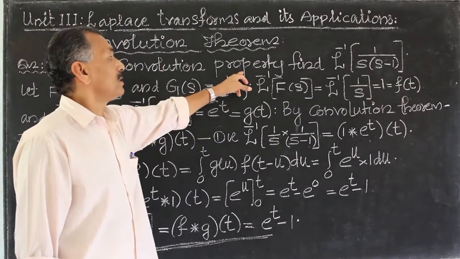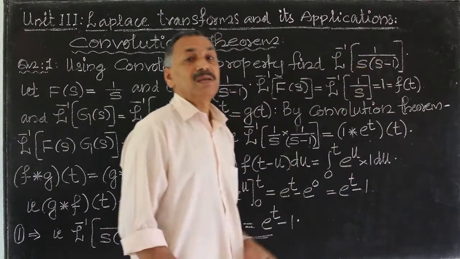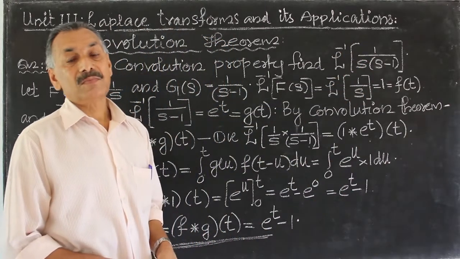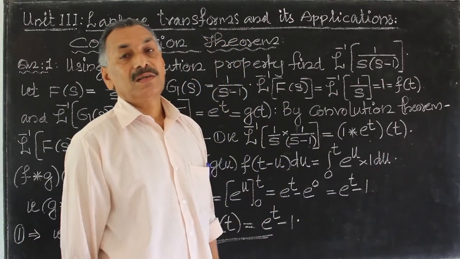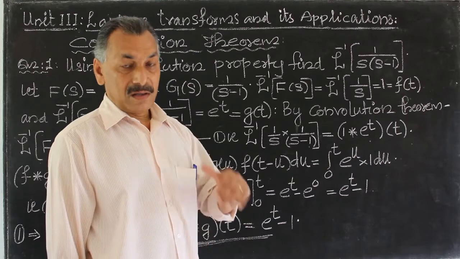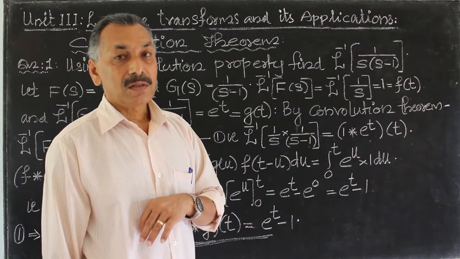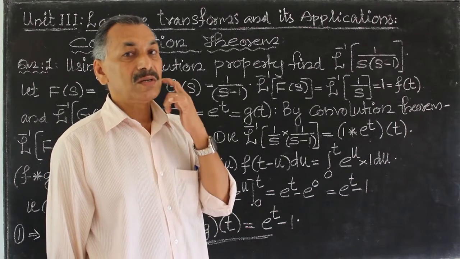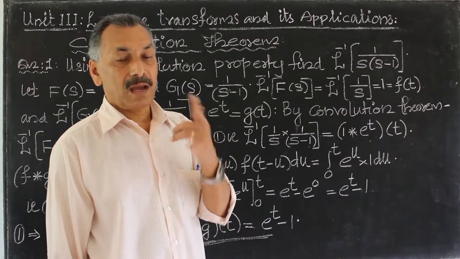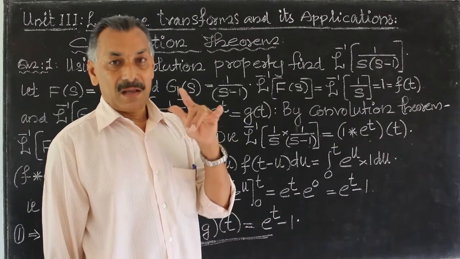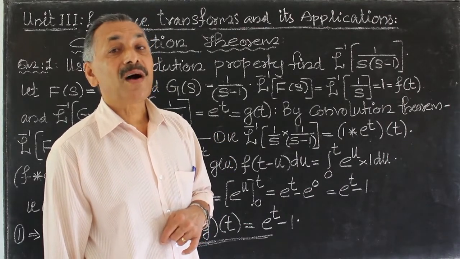using the convolution property, find the inverse Laplace of 1 divided by s into s minus 1. Again, the inverse Laplace of 1 divided by s into s minus 1. What is the convolution theorem? If the inverse of capital F is small f, and the inverse of capital G is small g, then the inverse Laplace of F into G is equal to small f star g of t.